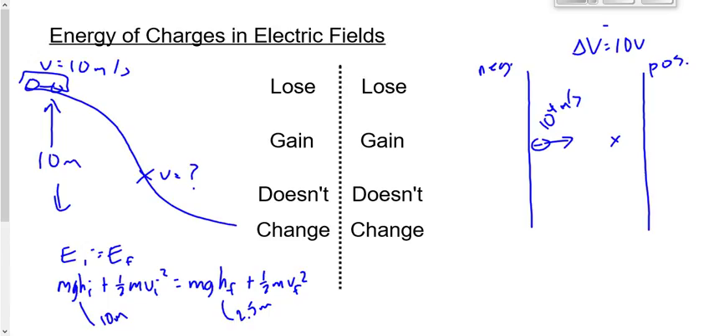This is like a car going down a hill, isn't it? This charged particle, this electron or whatever it is, is going to speed up. It's repelled from the negative plate. It's attracted to the positive plate. It's going to speed up, just as the car in the first diagram speeds up as it goes down the hill. So how do we solve this one? Well, once again, we're going to say E_i is equal to E_f.